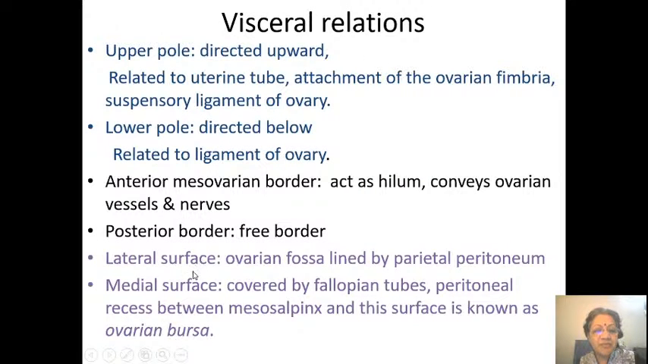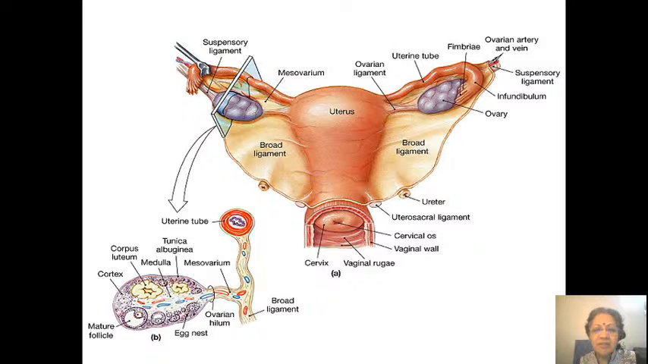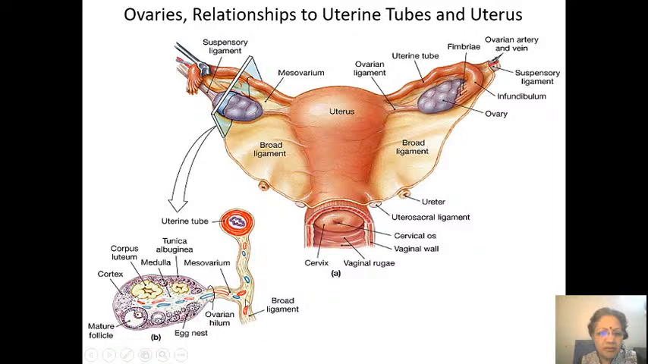The lateral surface is in the ovarian fossa lined by parietal peritoneum, and the medial surface is covered by the fallopian tubes, and the peritoneal recess between the mesosalpinx and this surface is called the ovarian bursa. How do we see that? That we can only see in perspective. Between the mesosalpinx and the mesovarium is the ovarian bursa.